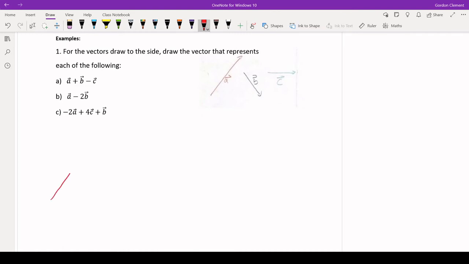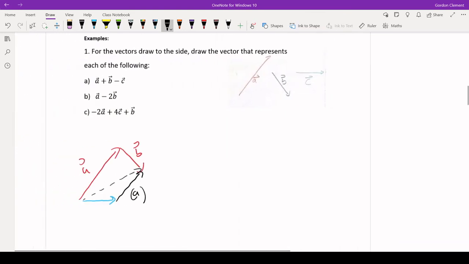So I'm going to draw A and then B head to tail. So something like that. So there's a few ways to now do the next part. So this is the vector A plus B. And from that, we're going to subtract C. So what I could do is draw C tail to tail with that vector. And then if I want to do subtracting C, I'm doing from C to A plus B. So that would be, I'll label A plus B minus C, this vector here.